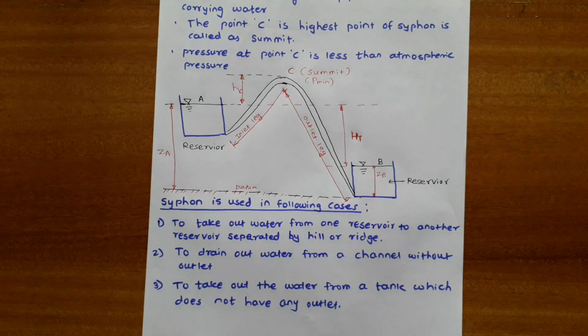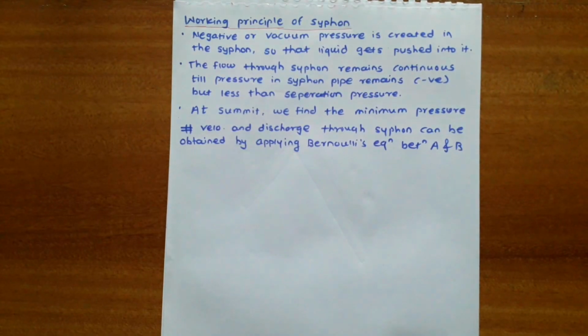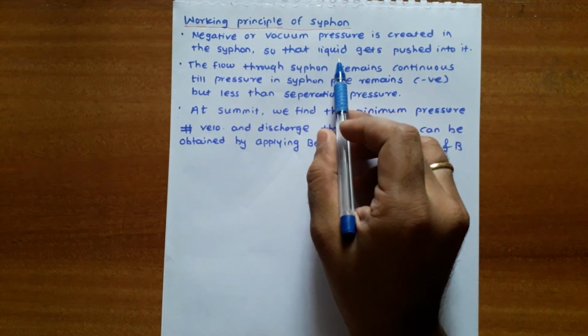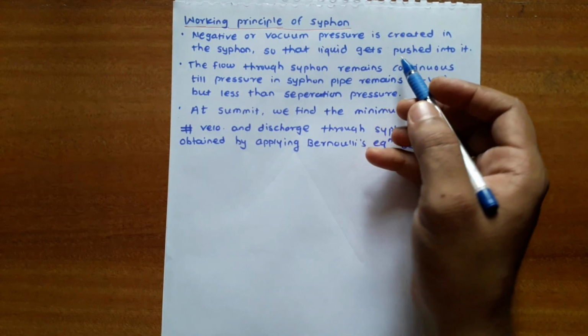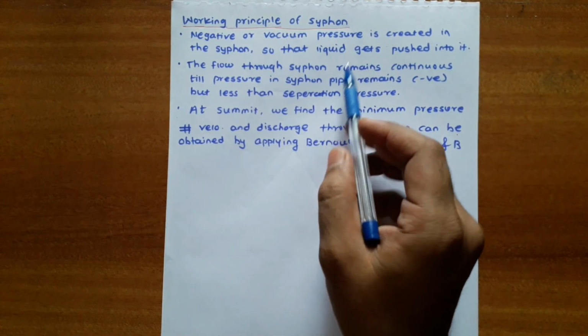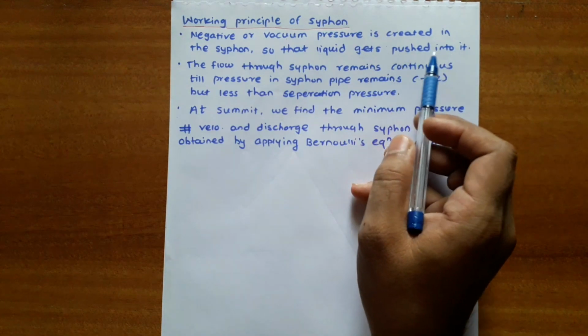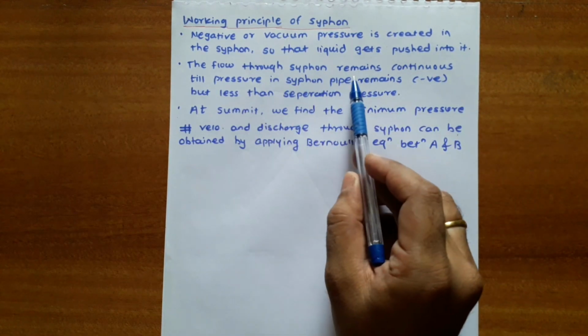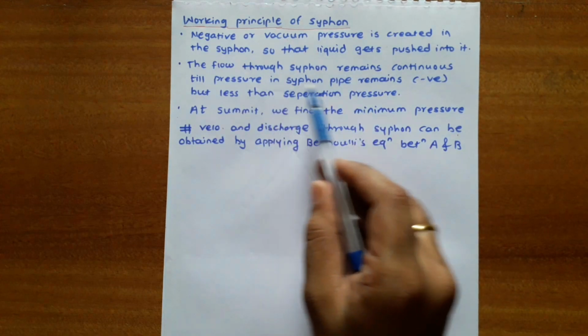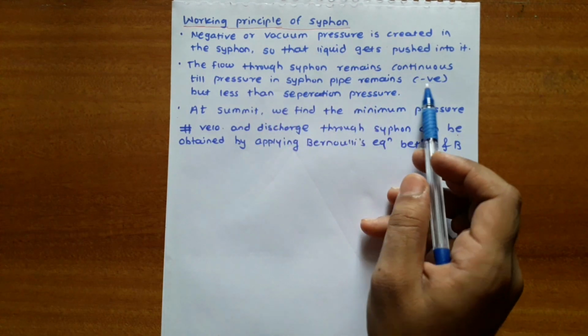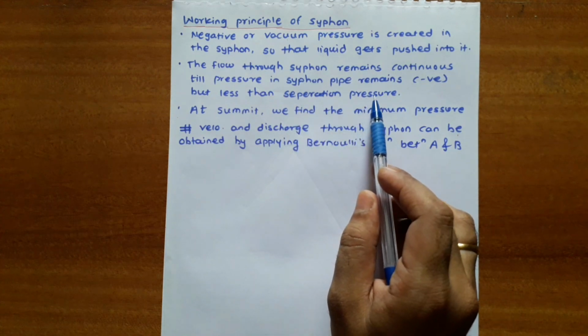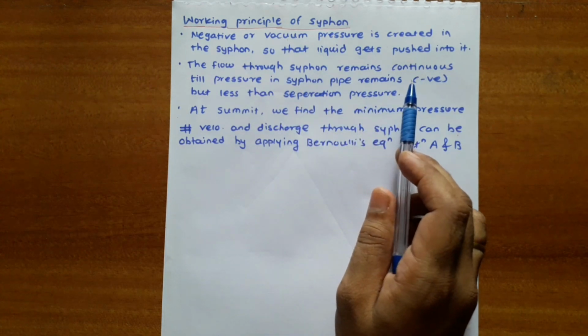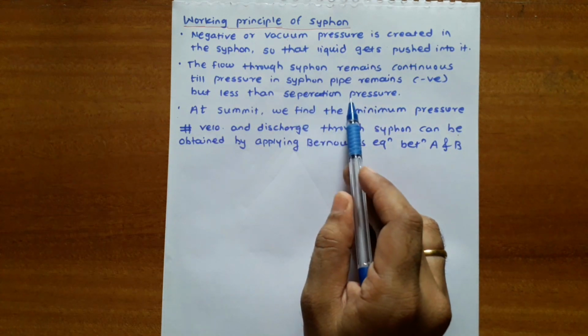So the next point is the working principle of siphon. The negative or vacuum pressure is created in the siphon so that liquid gets pushed into it. At point C, the pressure is negative so that the liquid enters the siphon. The flow through siphon remains continuous as long as the pressure in the siphon pipe remains negative but greater than the separation pressure. So you have to maintain the pressure in the siphon negative, but not below the separation pressure.